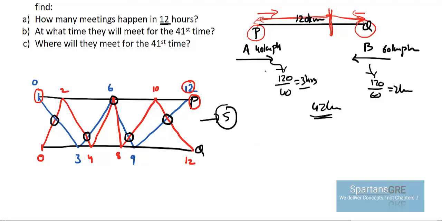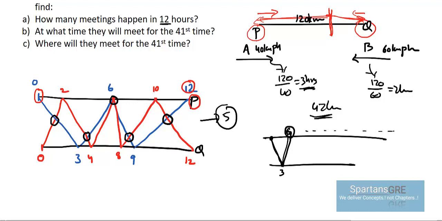See this. A takes 3 hours to go from P to Q, and B takes 2 hours to go from Q to P, right? A takes 3 hours to go from here to here, and 3 hours back, so A takes 6 hours to go and come back to this line. So the numbers you write here will be multiples of 6, because to go to and fro it takes 6 hours, and again 12 hours, and so on. For B, to go from here to here takes 2 hours, and to come back takes 2 hours. That means here the numbers will be multiples of 4: 4, 8, 12 and so on.